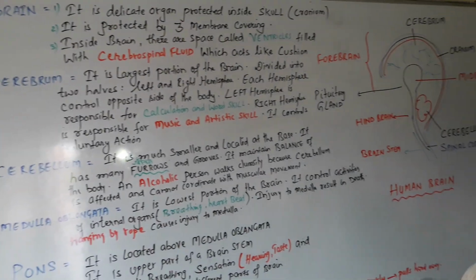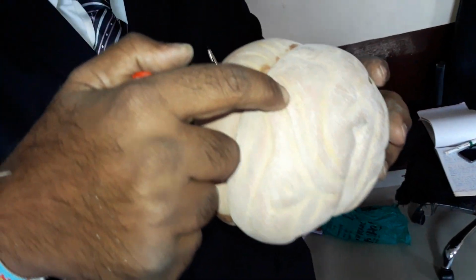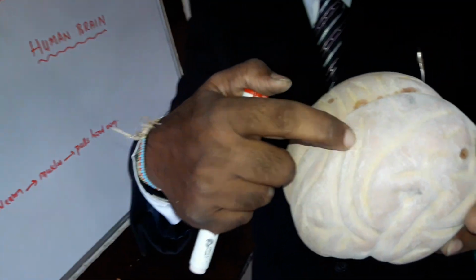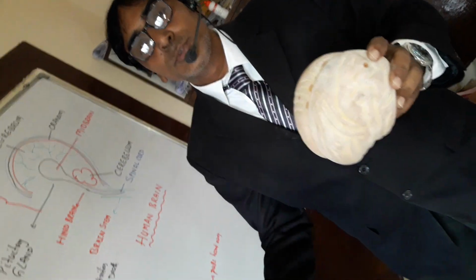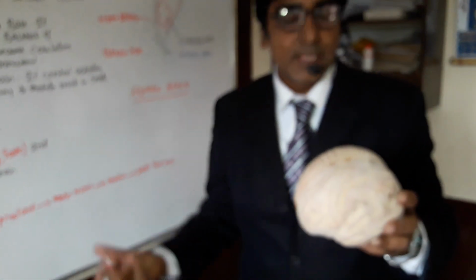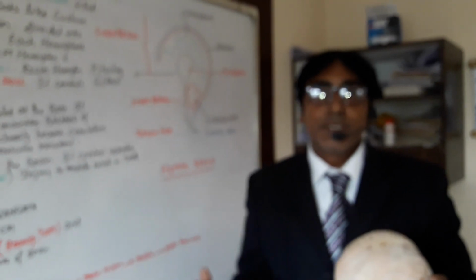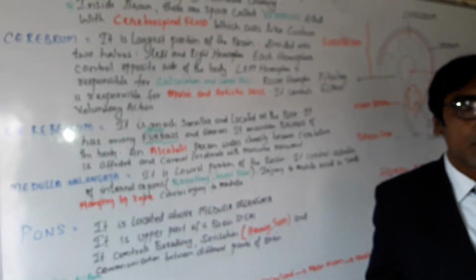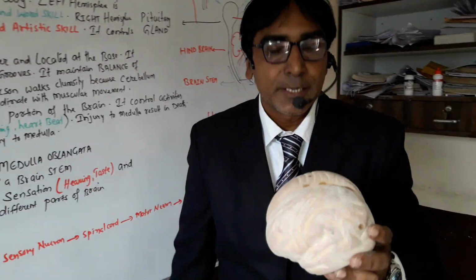Next, this left hemisphere is responsible for calculation and word skills. Students doing maths, all the calculations are controlled by the left hemisphere. Different word skills in English are also controlled by the left hemisphere itself.